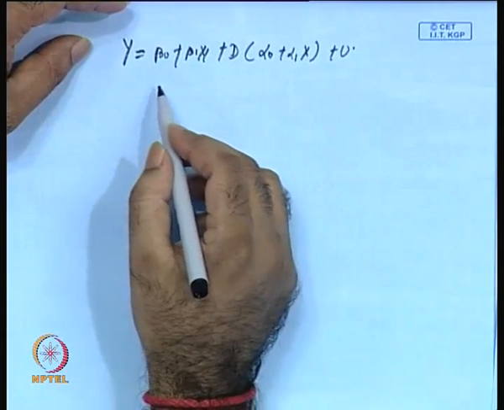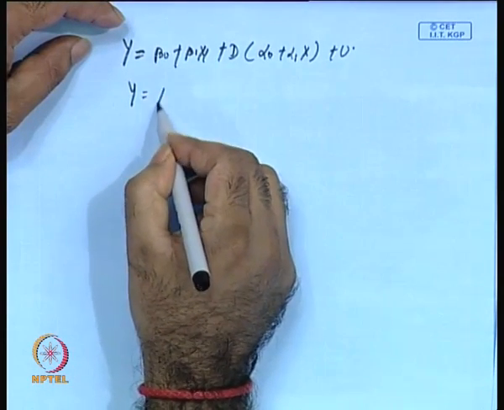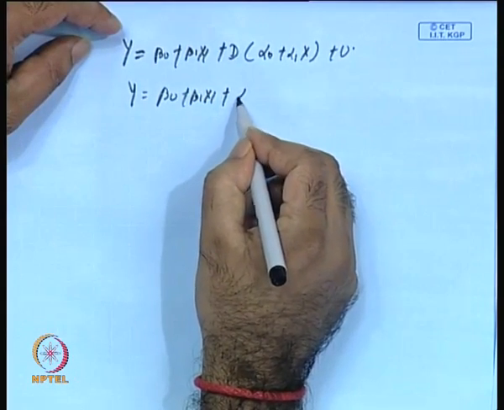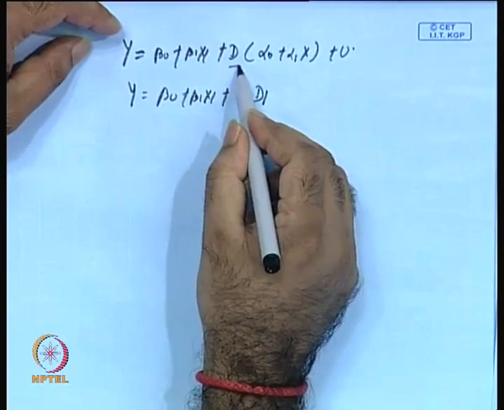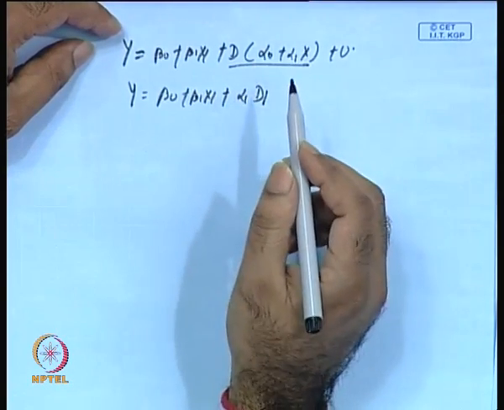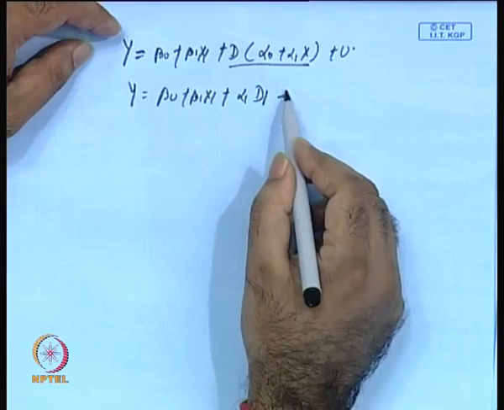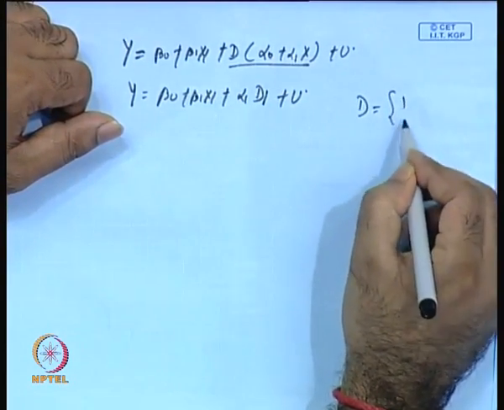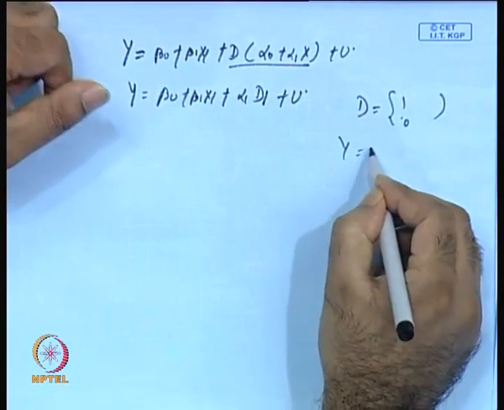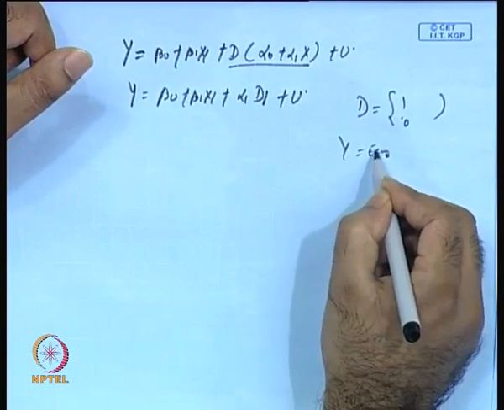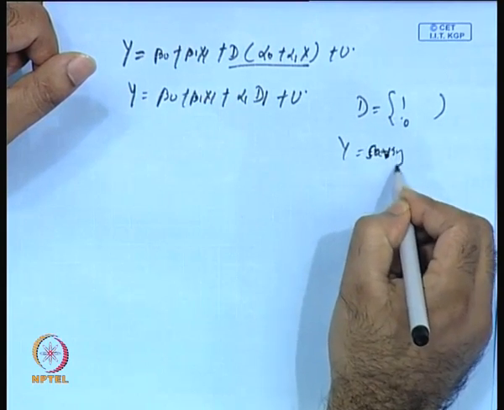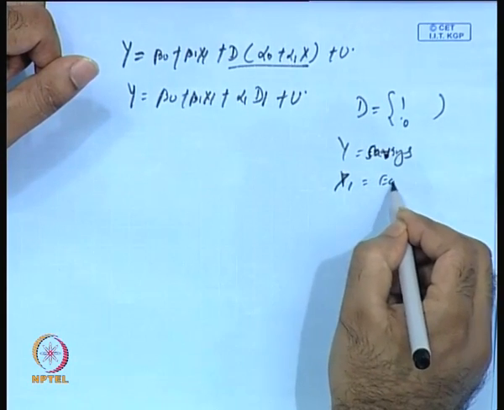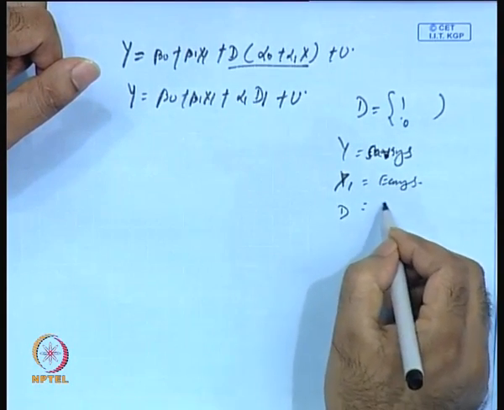So we have written here first format beta 0 plus beta 1 x1 plus, you can say, gamma 1 d1. Okay. So now I am putting it this way. This is another type of model which is used as a dummy. Now here d is recognized as 1 and 0, and y is the savings, and x1 is the earnings. Okay. And d is the gender.